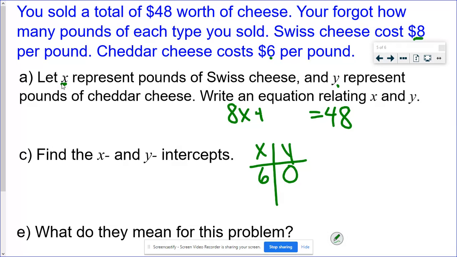Now, what if I said, maybe I didn't sell any Swiss cheese? How much cheddar cheese did I sell? So that would make this part go away. I'd say 6 times, oh, that's going to be 8.